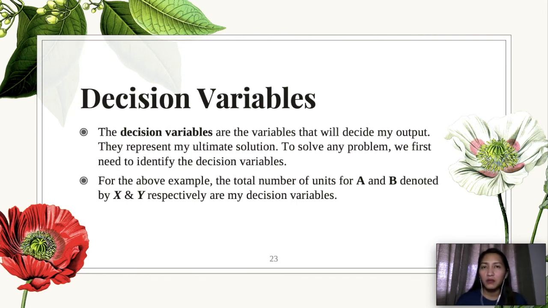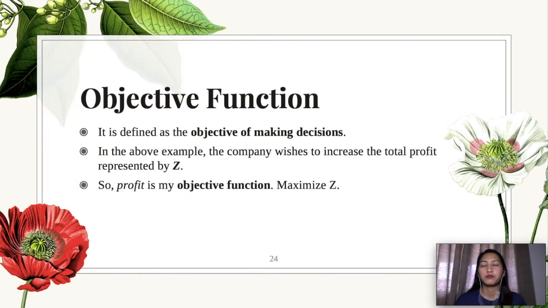So, para ma-solve mo isang problema, kailangan mo munang i-identify yung inyong decision variables. Doon sa example natin kanina, ito yung total number of units for A and B denoted by X and Y respectively. They are the decision variables for that particular linear programming problem. Second term, objective function. Objective function is the objective of making decisions.